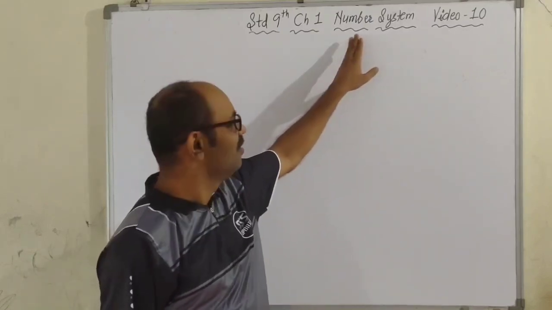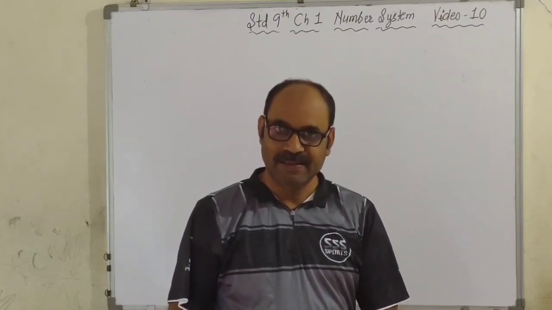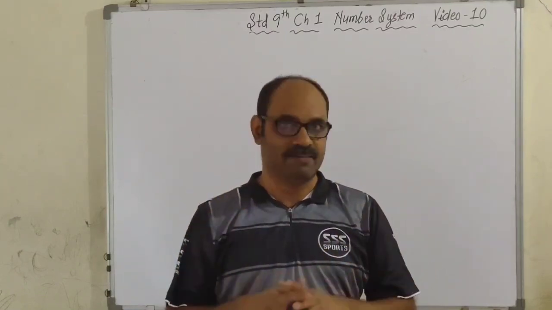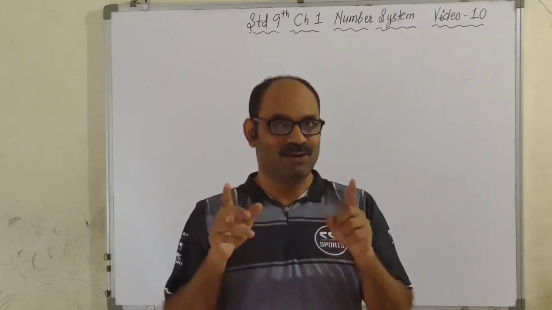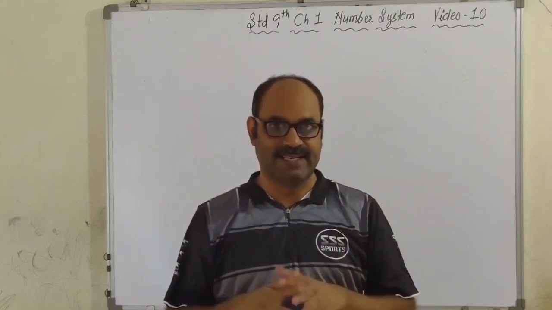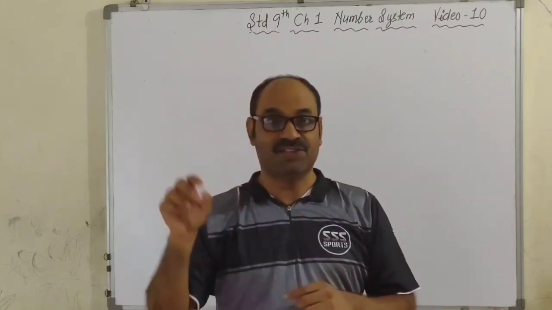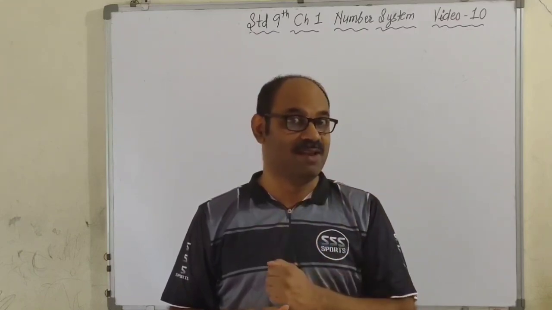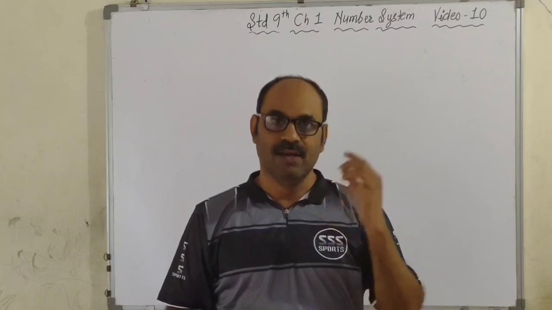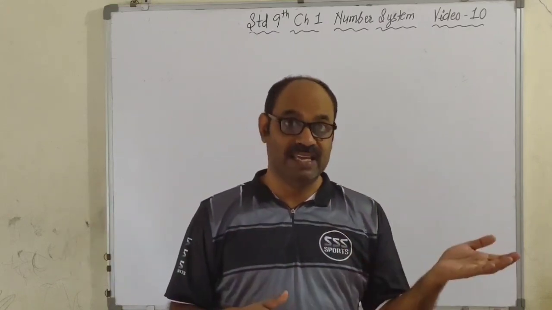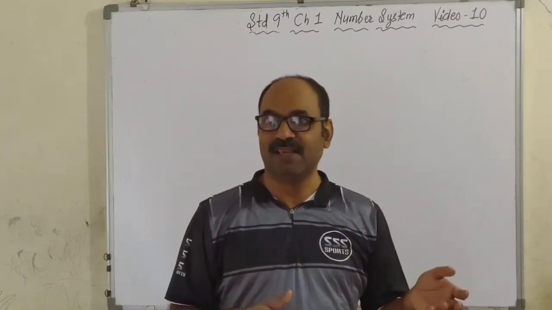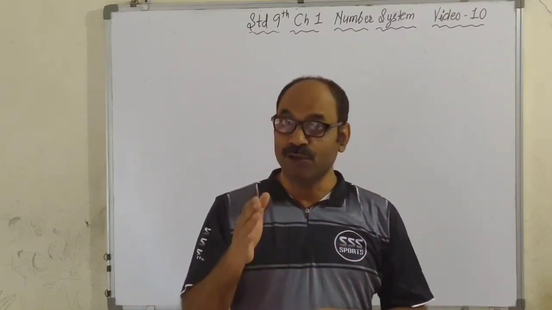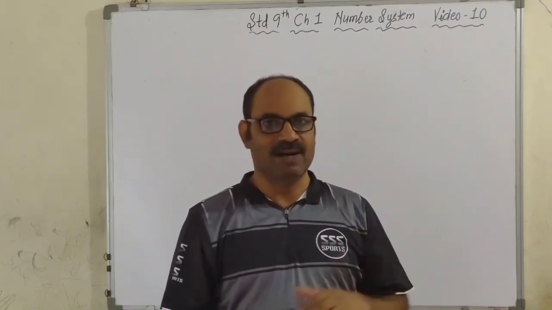You are studying chapter 1, number system. This is video 10. In the previous session, you learned how to represent irrational numbers on the number line. And then, if you remember, I told you to learn a few identities, expansion identities: monomial into binomial, how you distribute that monomial with the two terms of the binomial. And then the second expansion, binomial into binomial, three types. Type A, all four terms are different. Type B, first term same, second term opposite. And type C, both the terms are same, or we also call it the square of a binomial. Today we are going to use these expansion identities in our sums.